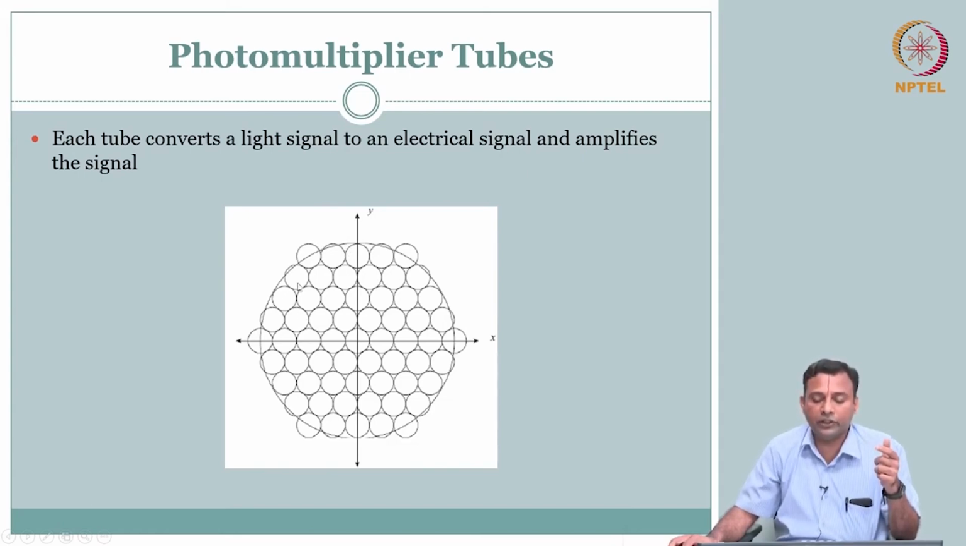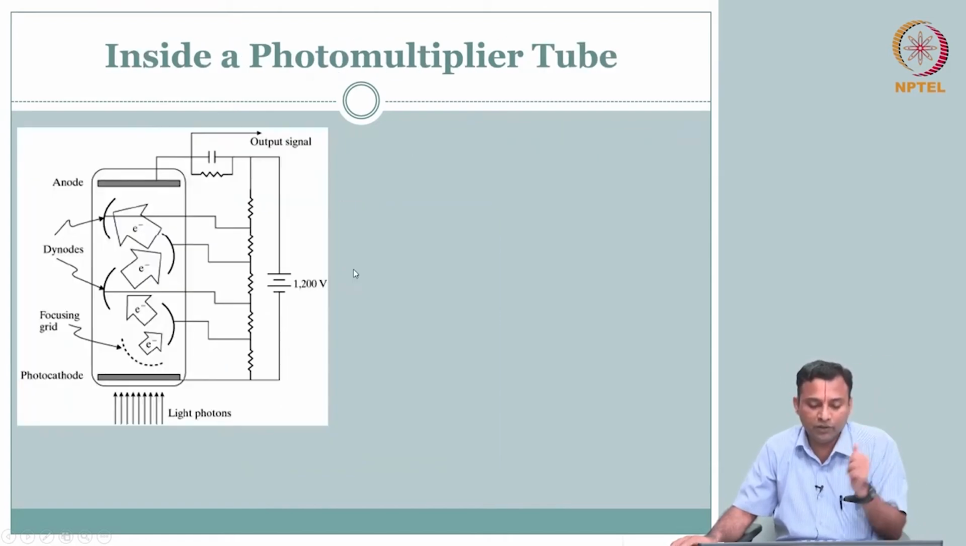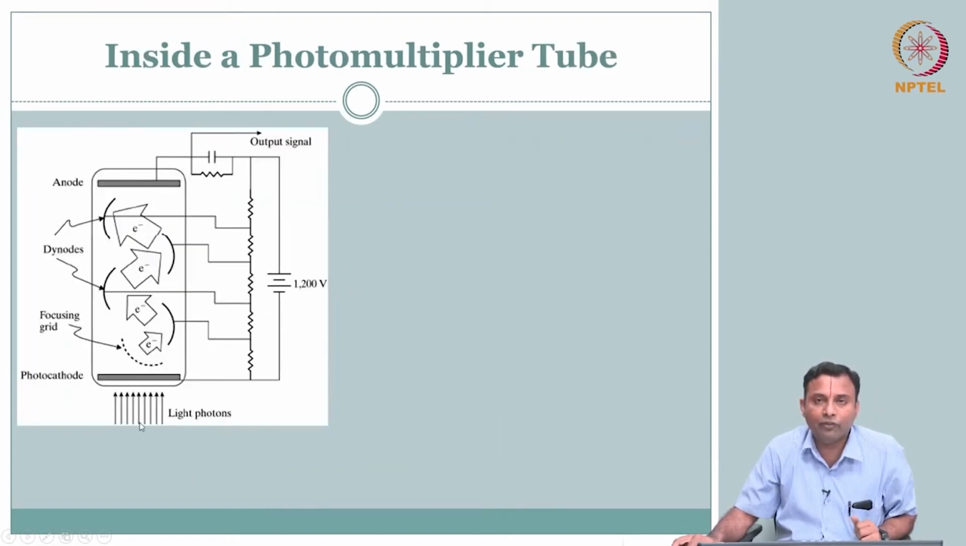This is its configuration: several of them are arranged on the other side of the detector. What happens when the light photon from the detector hits the photodetector on one side? What comes out on the other side? That is what we will see. On one side the light photons come in, and when they come, they hit your photocathode.